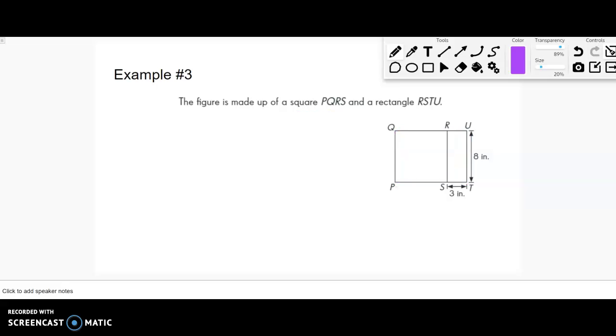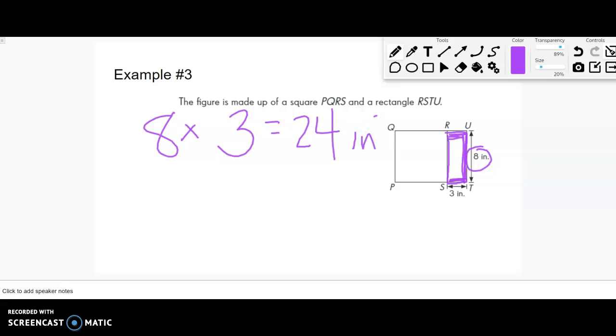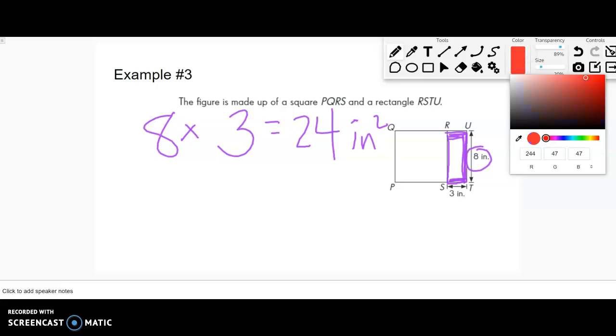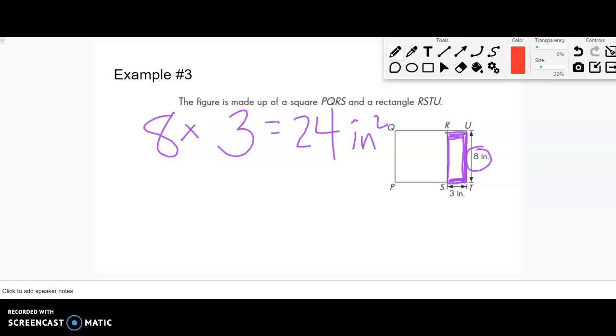Well, if I look at the area of the small rectangle to begin with, do I know how tall it is? Yes, I can see it's 8 right there. Do I know how wide it is? Well, it doesn't tell me at the top, but it does tell me at the bottom it's 3. How do I find the area? Multiply to get 24, in this case inches squared or square inches. Now we have that square here.